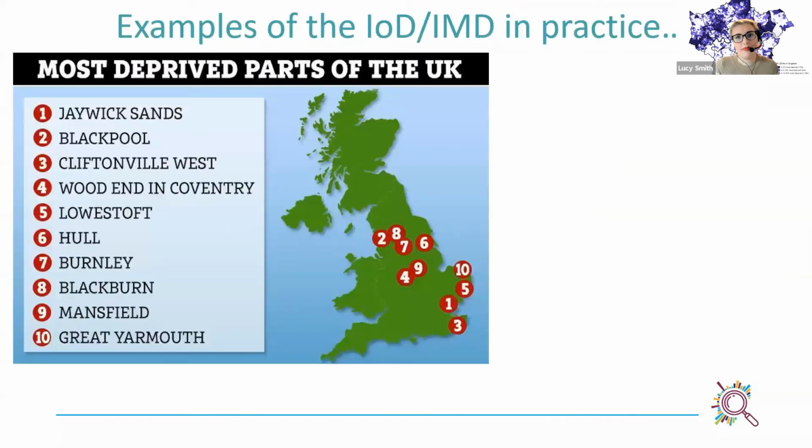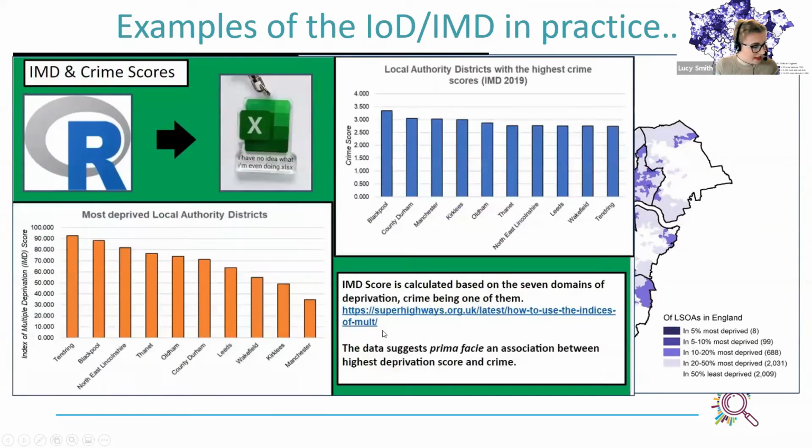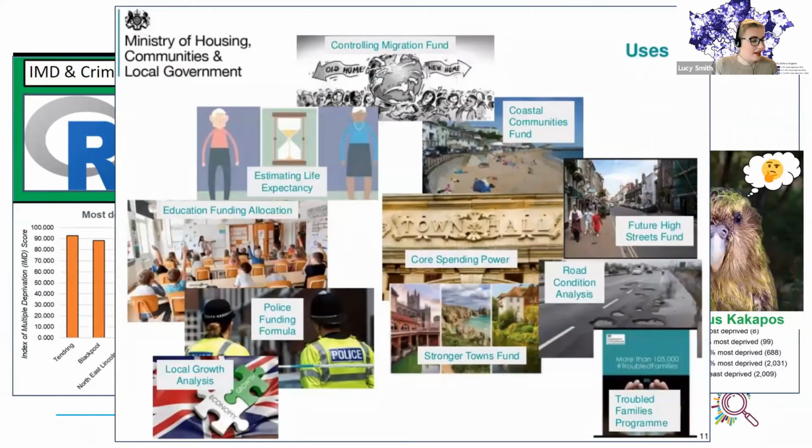So examples of it in practice, you've got journalistic applications. I think this was from The Sun. GLA use it, for example, for heat mapping across London. I actually did a data dive back in August, and we used the IOD to look at the correlation between deprivation and crime.